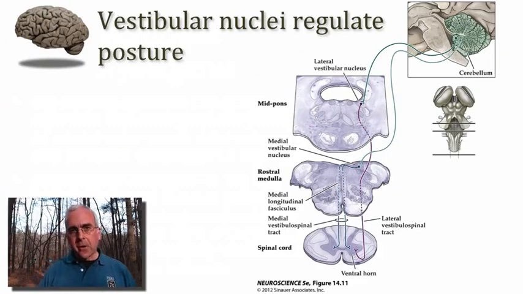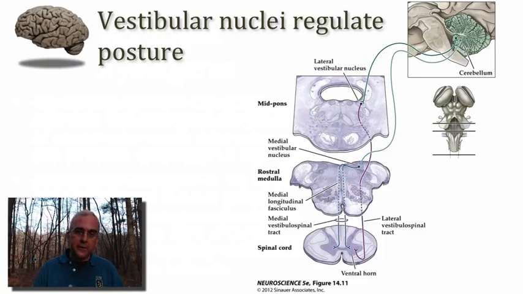So in order to do so, there are descending projections from these vestibular nuclei in the lateral tegmentum of the upper medulla and the caudal pons down into the spinal cord. And they contribute to what we will describe as a medial system of descending axons that regulate posture.